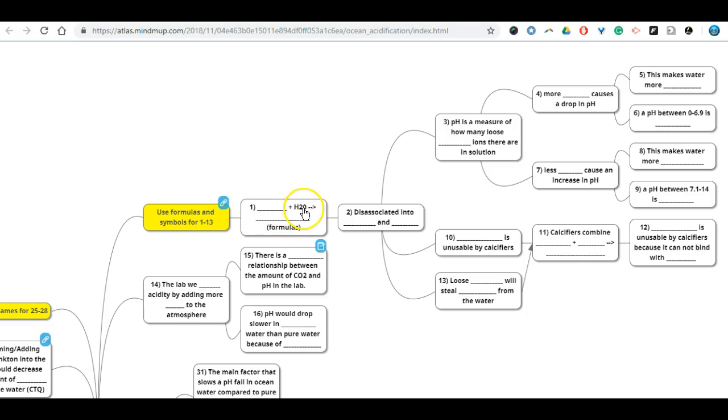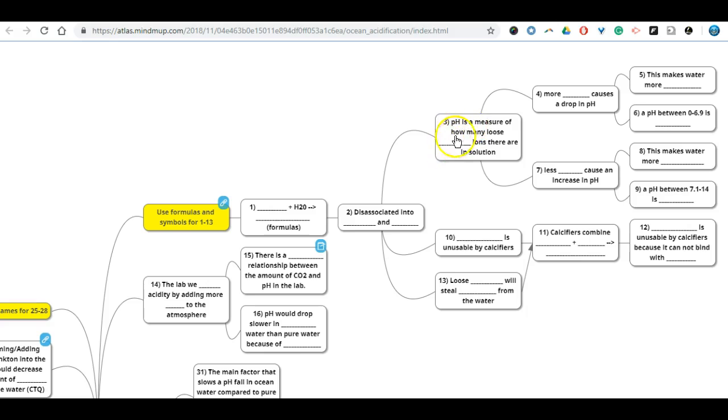So that's CO2 plus H2O, creating H2CO3. Now, H2CO3 is unstable, going to dissociate, basically split apart. Look at your beads. Good place to go look. And it splits into the hydrogen ion and the bicarbonate.